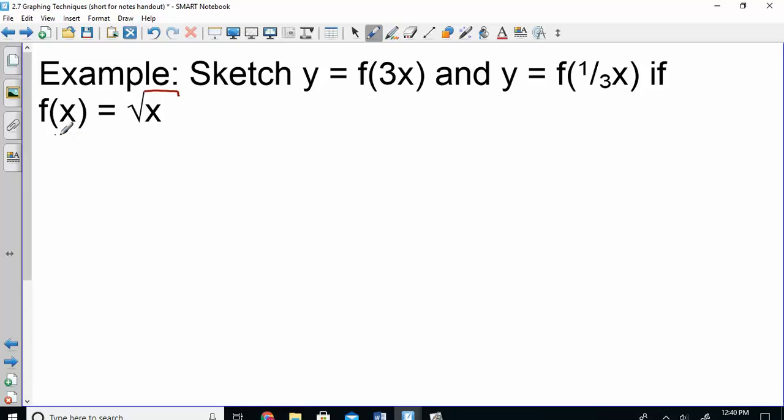All right, the next one. Here's my parent function. Square root of x.